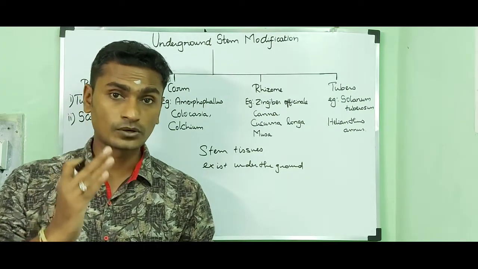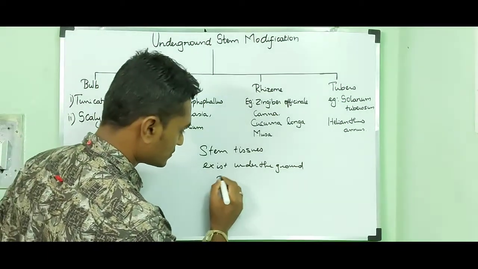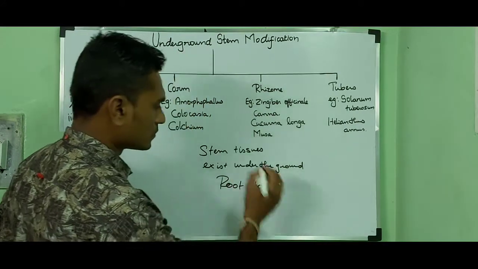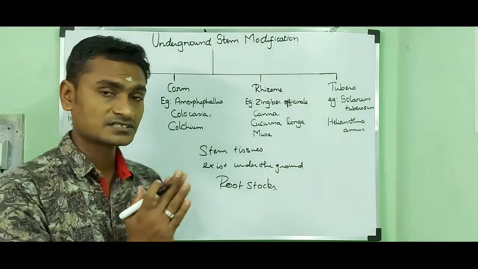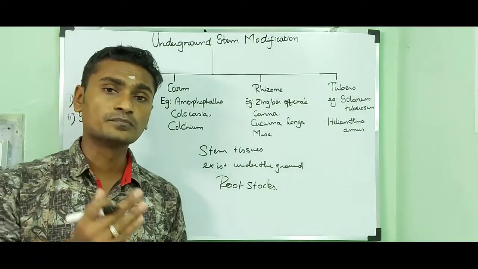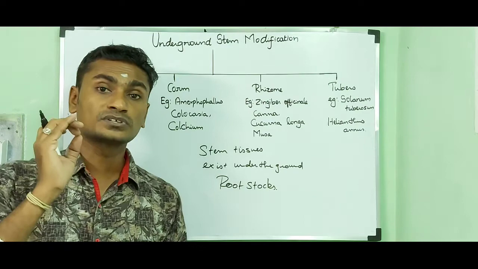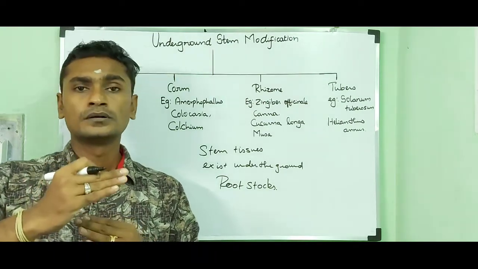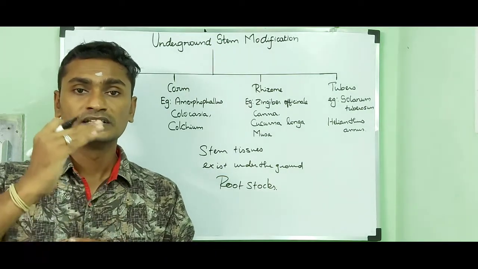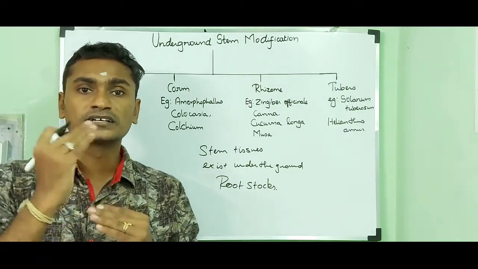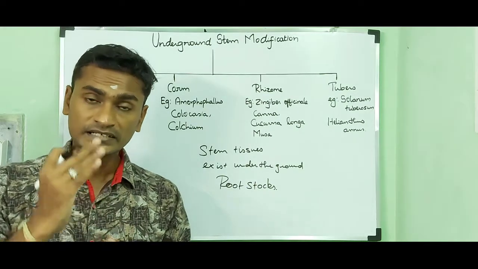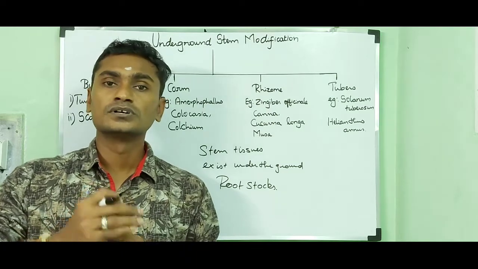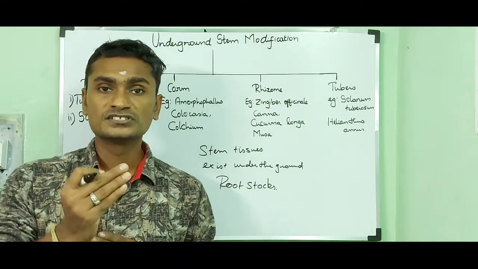The underground stems are generally called as rootstocks. Rootstocks can store reserve food material and they function as protective organ. In unfavorable condition, they can remain alive under the ground. During favorable condition, it can give rise to a new young one. It can resume its growth.